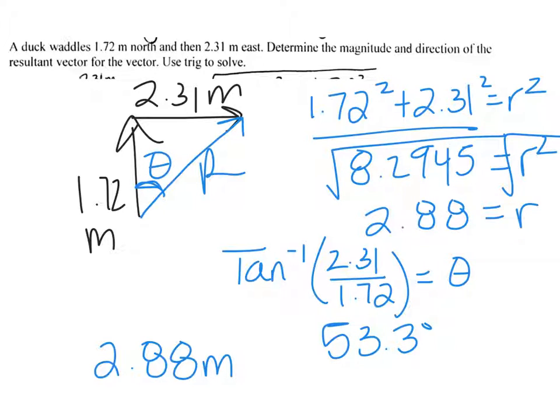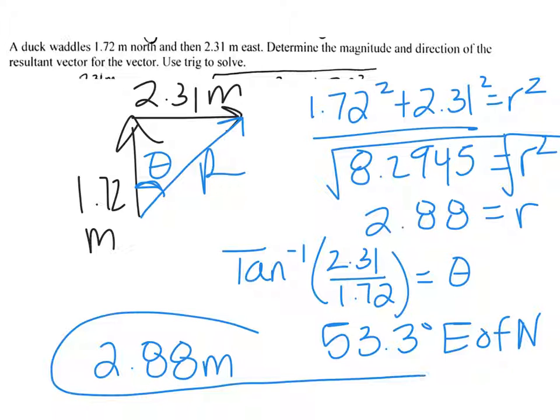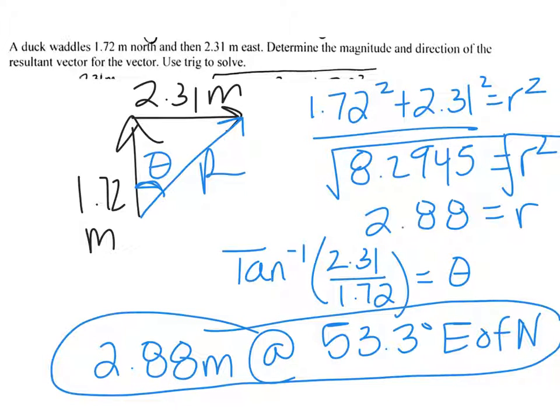The last bit is we need to add that north of east or south of west portion to our degrees. So in this case, we've got an angle coming off that north line. So it's going to the right of it or east of it. So we are going to be 53 degrees east of north. All right. So our final answer is 2.88 meters at 53.3 degrees east of north, right?